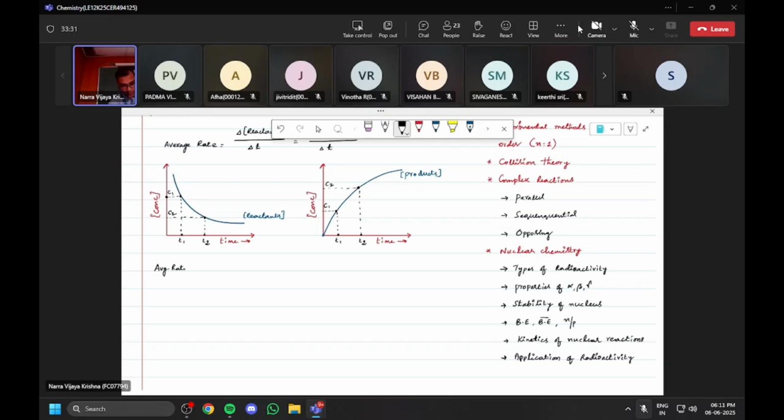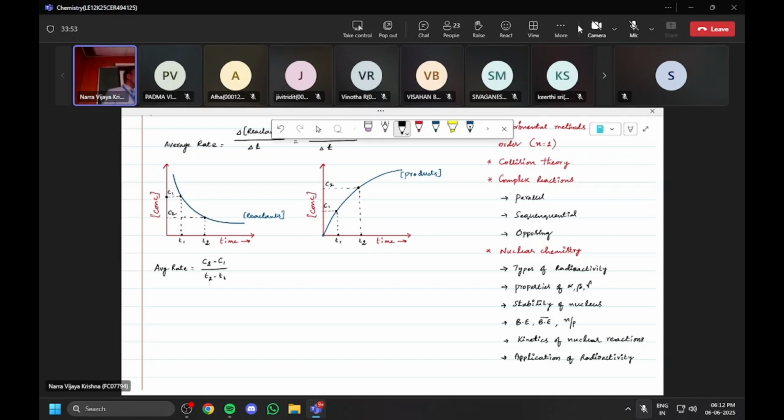Average rate is equal to the change in concentration, meaning final concentration minus initial concentration, upon final time minus initial time. So what is the final concentration? C2. So I am writing C2 minus C1 upon T2 minus T1.